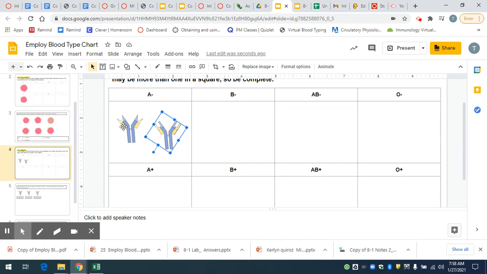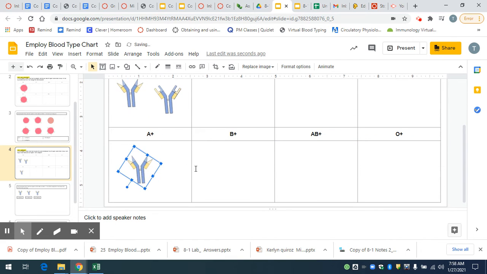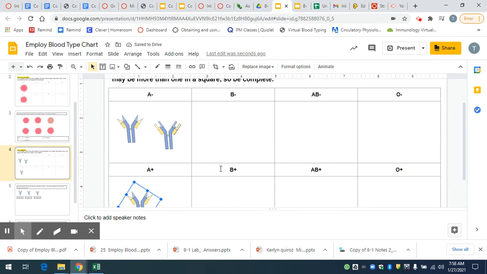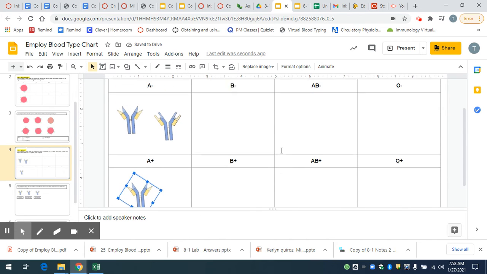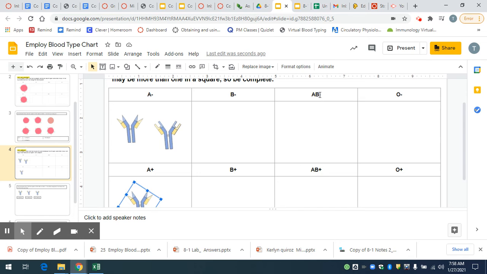So since we're on this page, we can just click the one we're copying, Control C, Control V, and drag it down. And you are done with type A. Be careful on A, B, and O. You may have to go back to your blood typing chart from your notes because remember, ABs don't have any antibodies at all for the AB. They'll have it for the Rh, but not this.